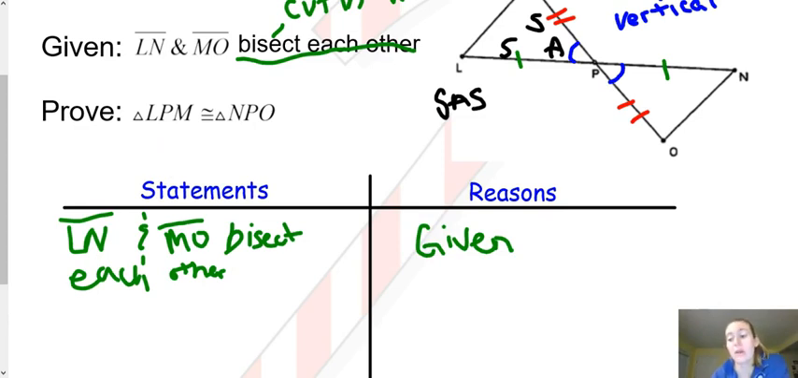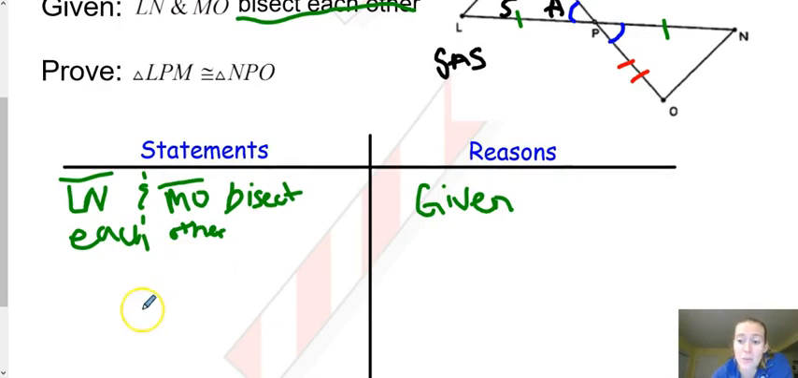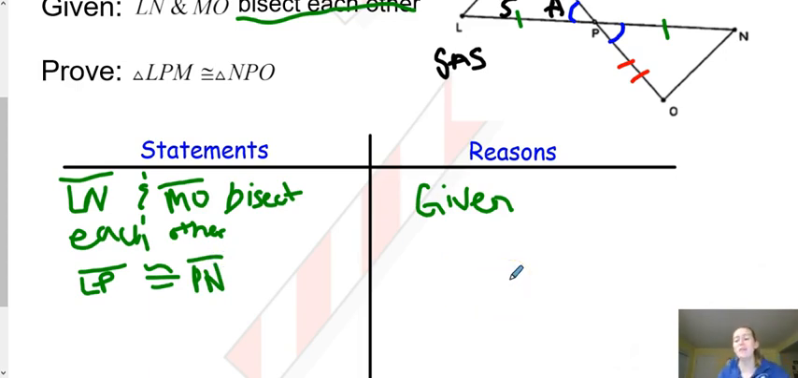Now we have to state what we got from that information. So the first piece we got from that was that LP was congruent to PN. This is the part that I know everybody's going to forget. So star it, highlight it, underline it, do what you need to do to make sure you remember this piece. The reason why we could do this is because it is the definition of a bisector.